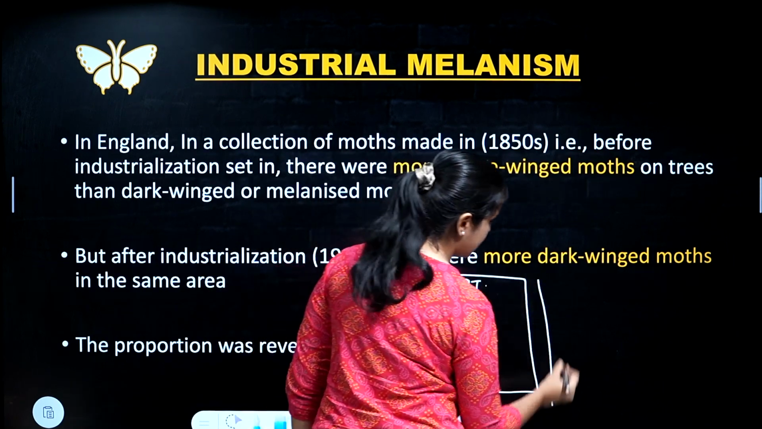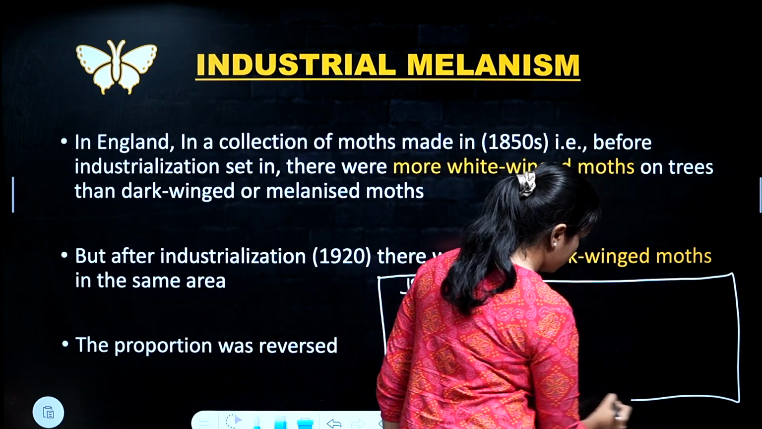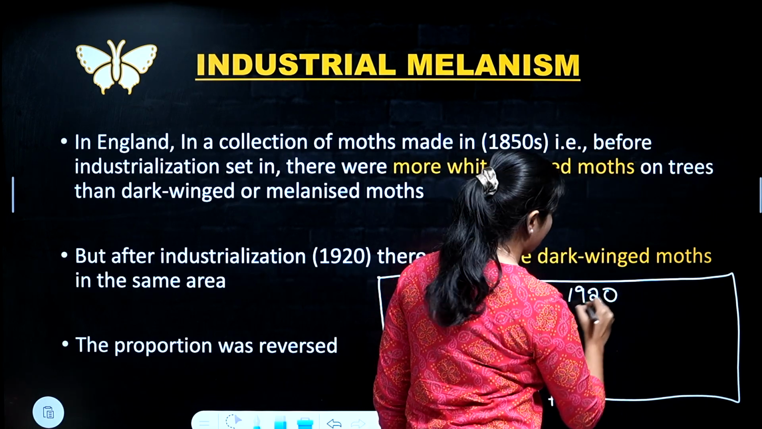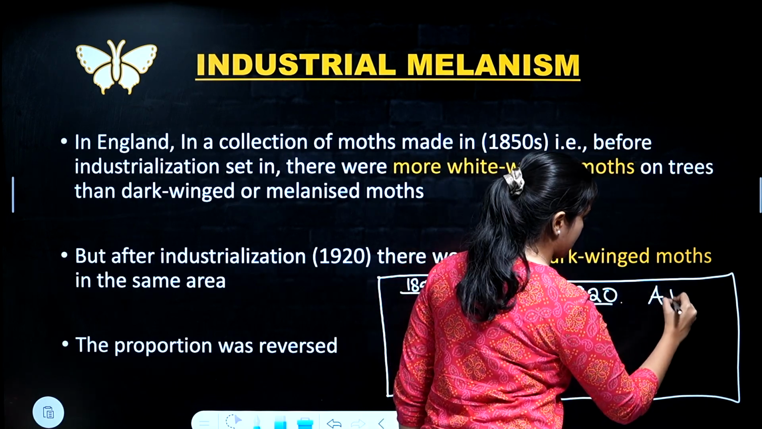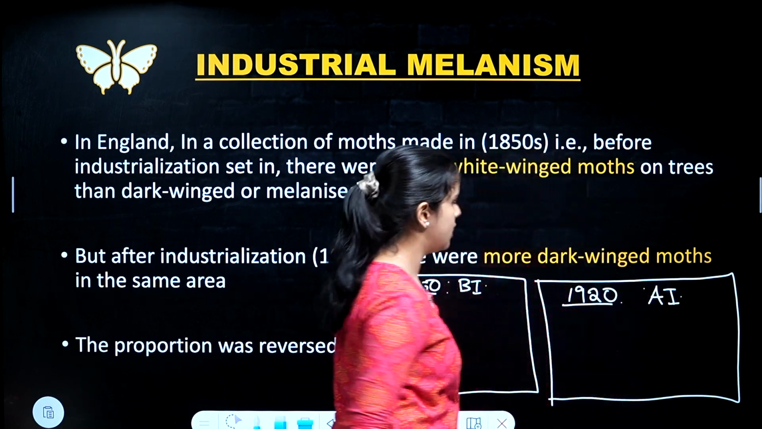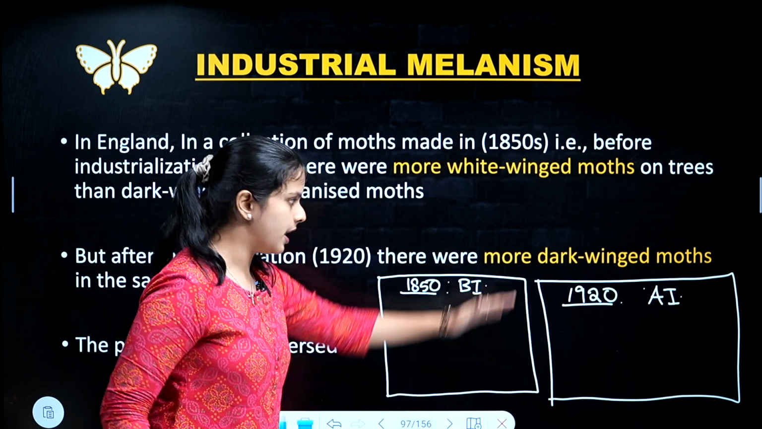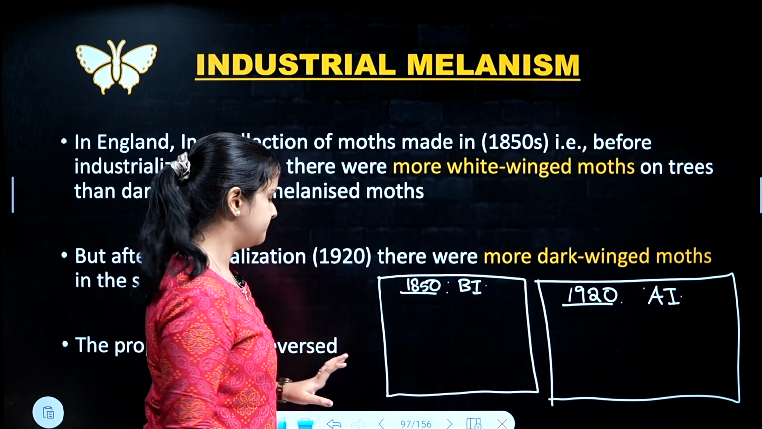And this is the next part, which is the 1920s, where industrialization has set in. So this is after industrialization. So there are two conditions. So you are looking at a tree right now. So this is a tree bark.